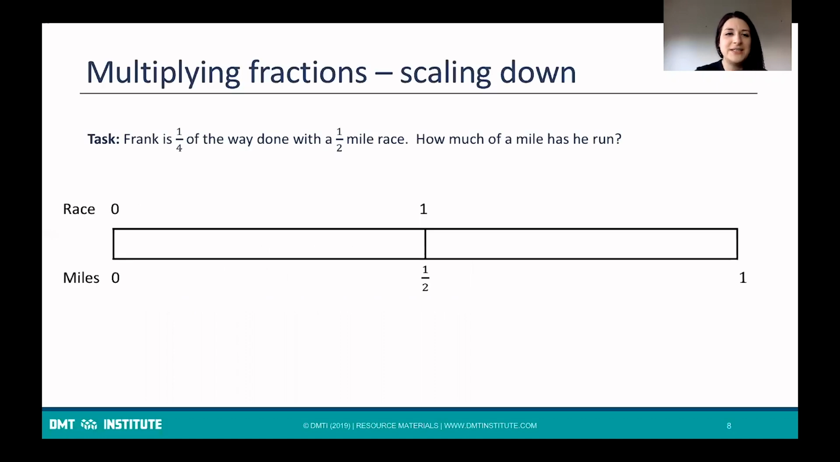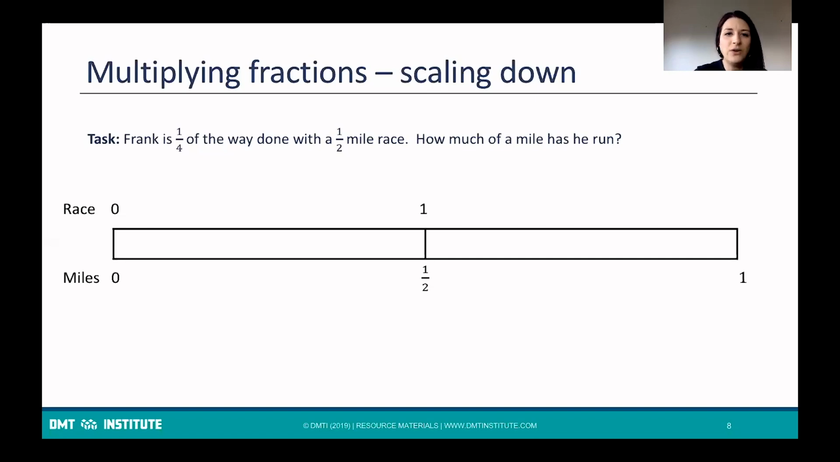All right, so we're going to start by scaling down. We're going to use the task of a race. So Frank is 1/4 of the way done with a 1/2 mile race, and we want to know how much of a mile he has run. As you can see in the bar model, one of the first things we're going to have to work through with kids is the idea of one race and 1/2 mile being at the same spot on that bar model.